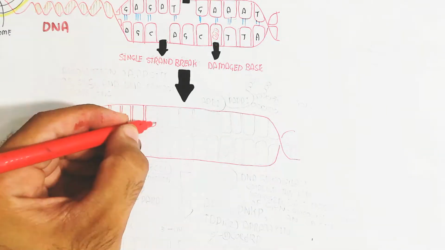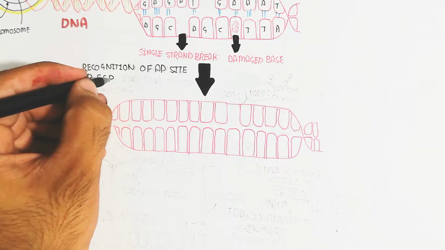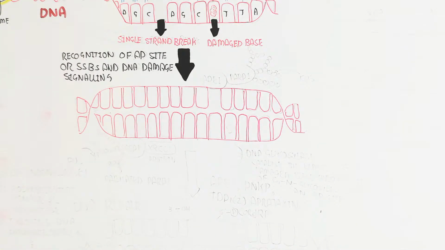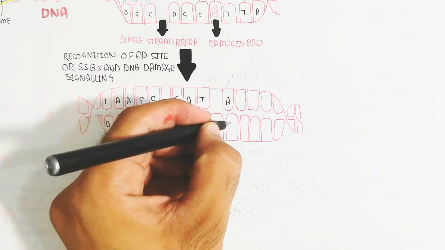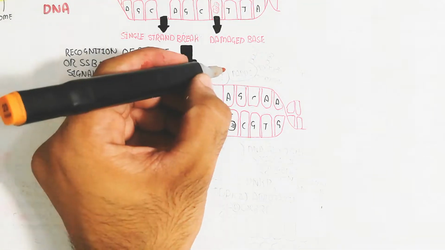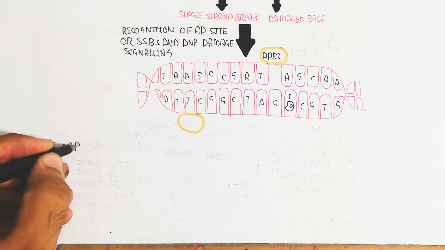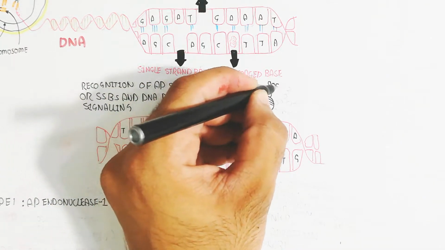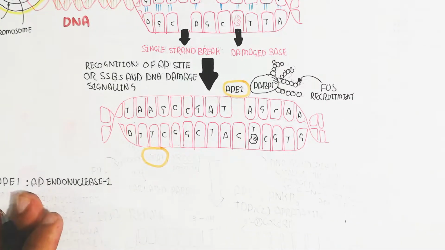So remember, after this comes the recognition of the AP site, the apyrimidinic site, which is basically our single stranded base strand, and DNA damage signaling. This DNA damage signaling will lead to recruitment through FUS. This is the recruitment protein which recruits APE1. APE1 is apurinic/apyrimidinic endonuclease 1, which will be recruited through the FUS protein.